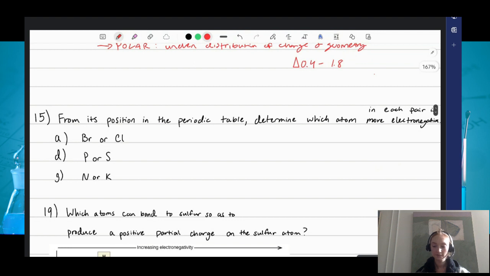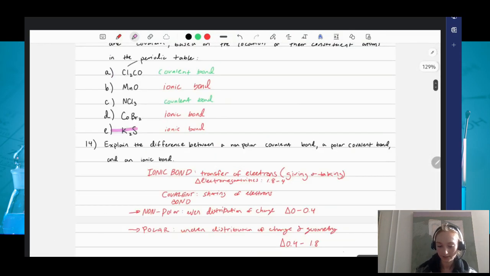Okay, so question 15 states, from its position in the periodic table, determine which atom in each pair is more electronegative. Awesome. Okay, so let's look at the periodic table. Before we go to it, let's see what we're looking for. We have 15A and it says bromine or chlorine. So let's look at that.